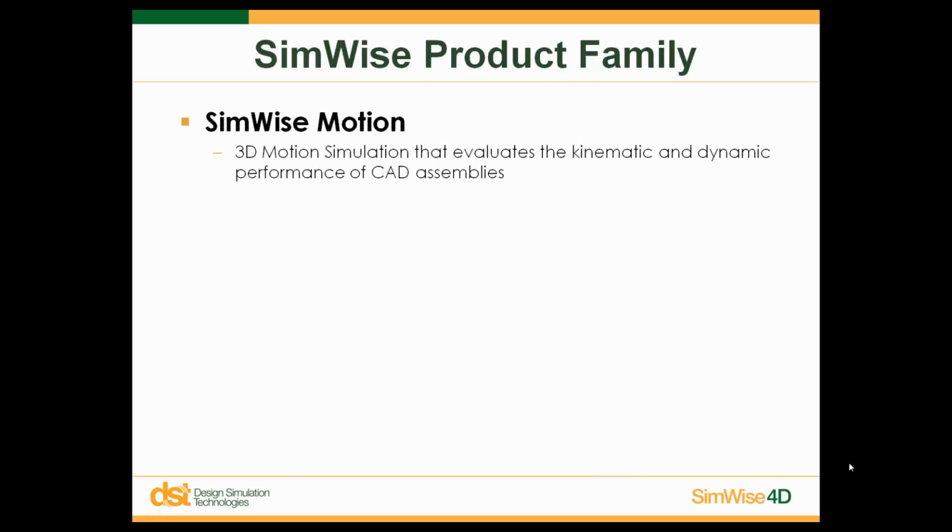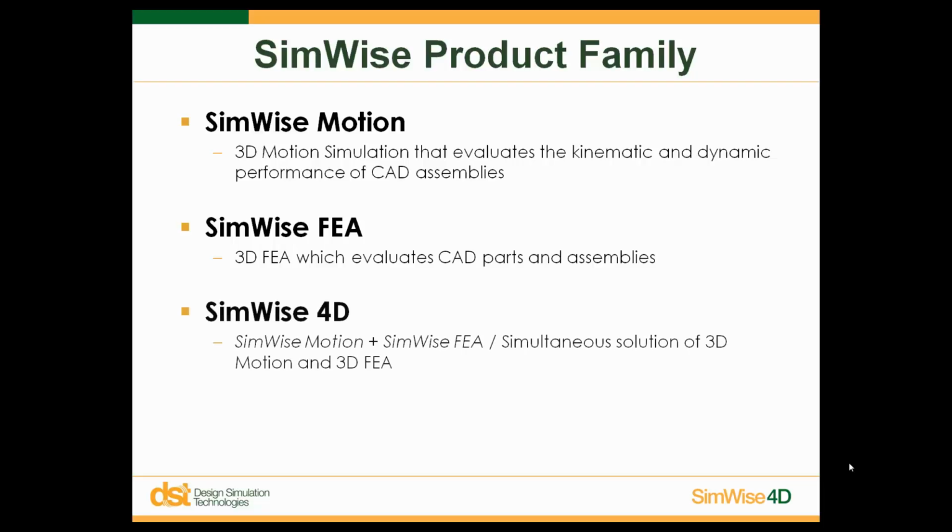First is the SimWise Motion that allows you to do rigid body kinematics and dynamics of CAD assemblies. Next, there's SimWise FEA, which is linear static stress and deflection for parts and assemblies. And we can also do things such as transient and static thermal analysis, natural frequency, and buckling. And then there's the SimWise4D, which is a blend of both the motion and the FEA combined into one environment, and the 4D stands for FEA, in case you're curious.